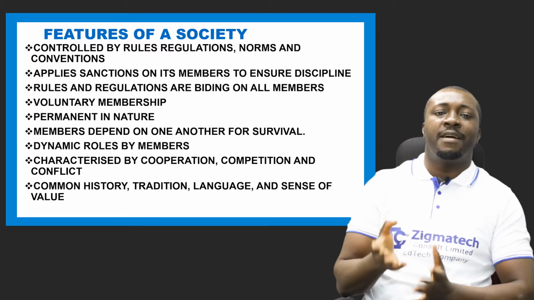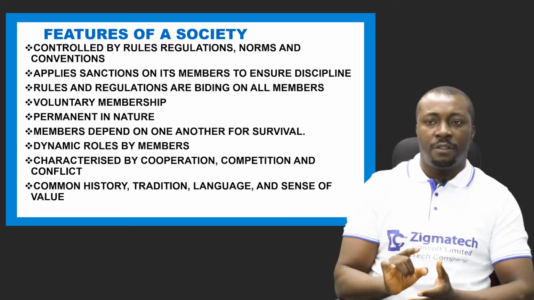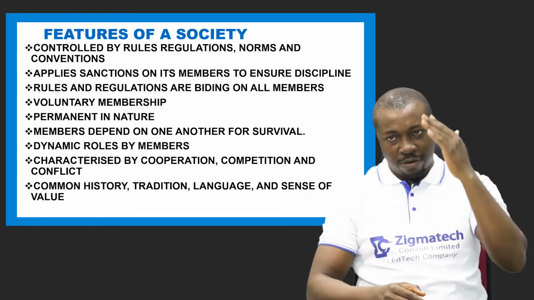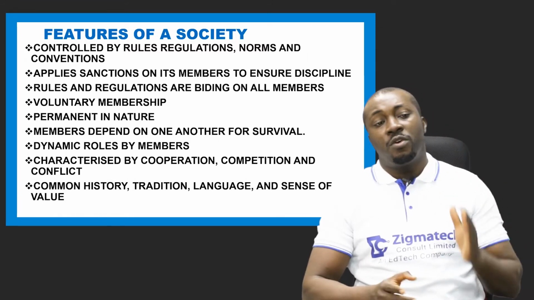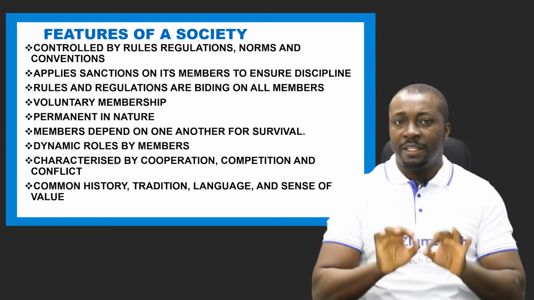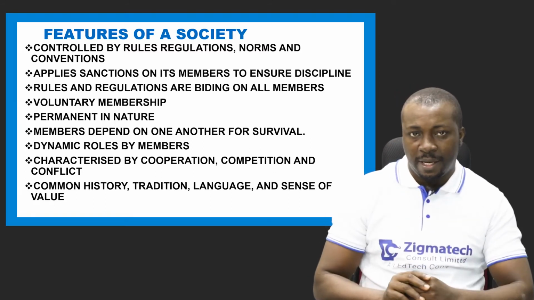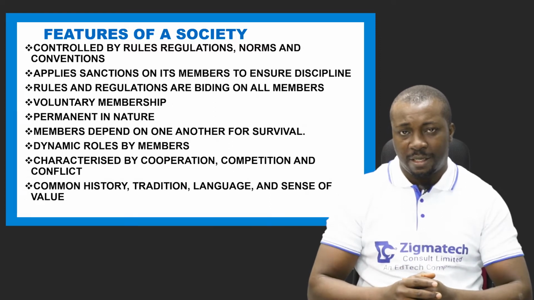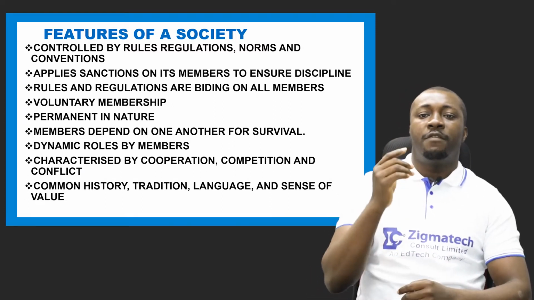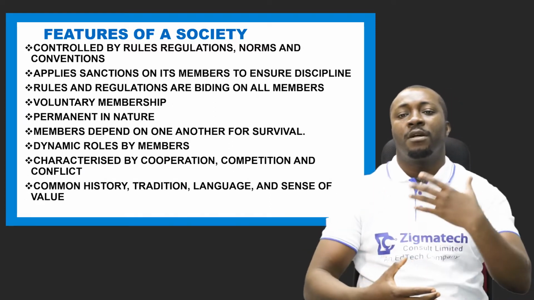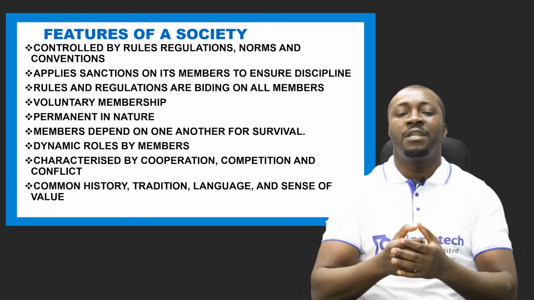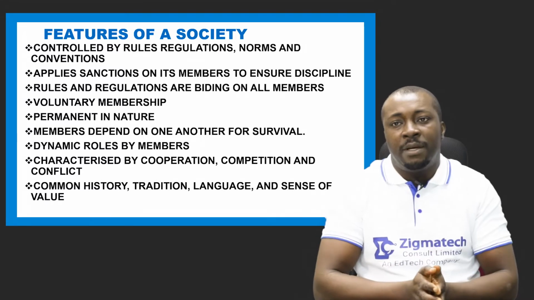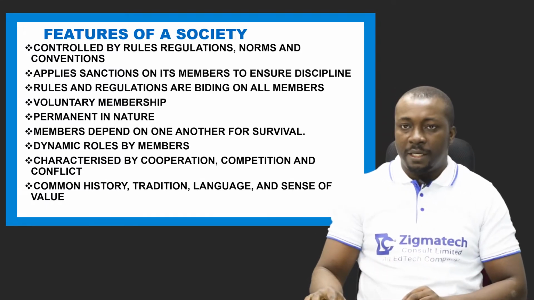Then, a society is characterized by cooperation, competition, and conflict. You always see cooperation among members. You always see competition, especially for scarce resources in the society. You always see disagreements in societies. Now, every society usually has a common history, tradition, language, and sense of value. You must see one or two of these elements in every society.